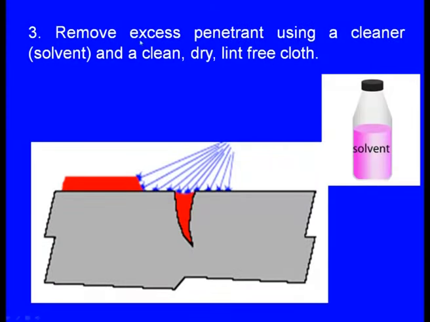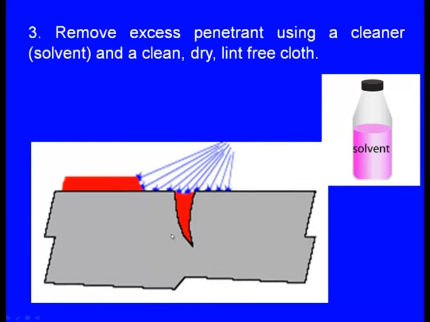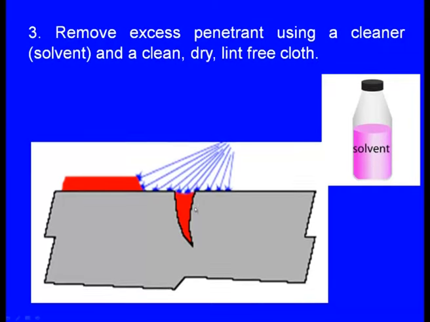Third step, remove excess penetrant using a cleaner and a clean dry lint-free cloth. Now, here we can see this is the surface of the component, the excess penetrant which is there everywhere must be cleaned and removed. Now, what about this crack? The crack which is not visible to the naked human eye has trapped the penetrant. Now, this penetrant is here, you see.